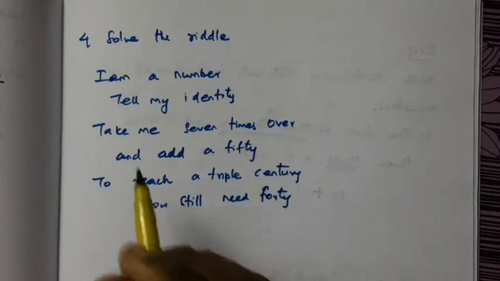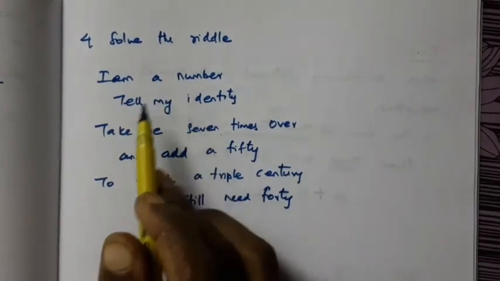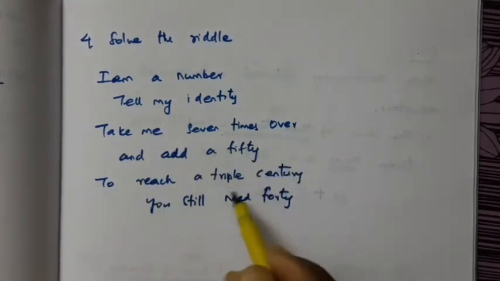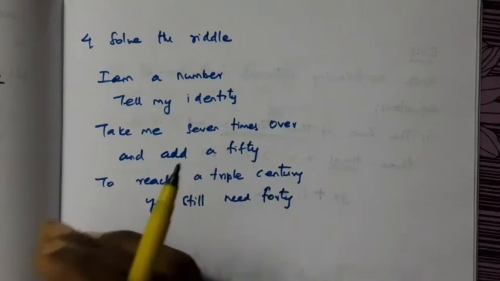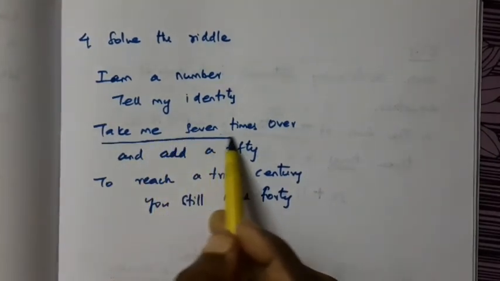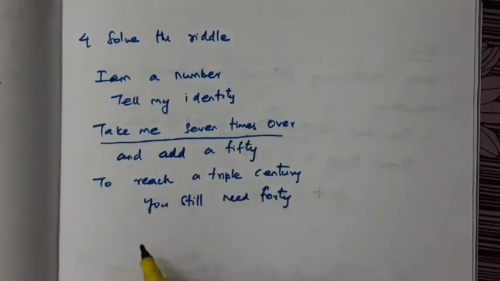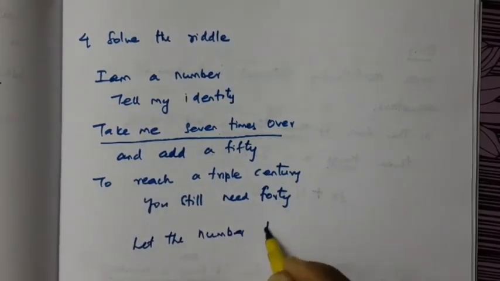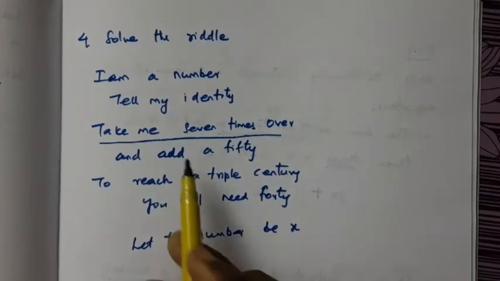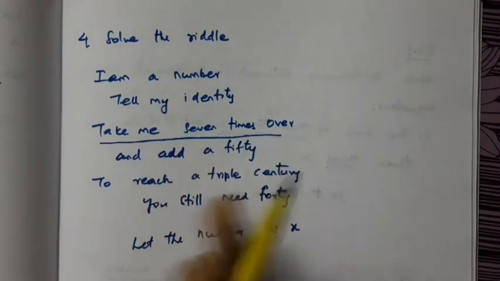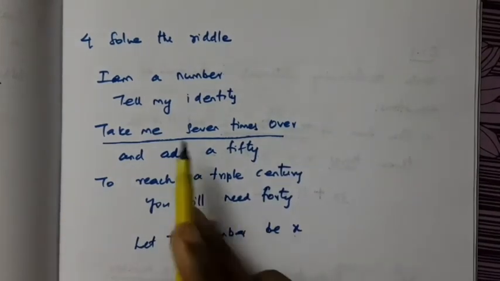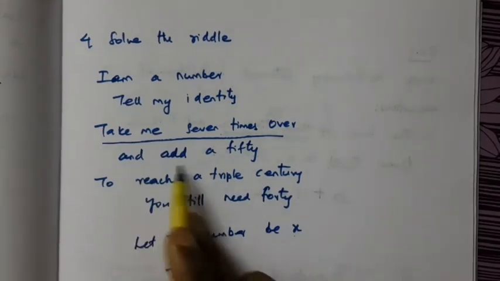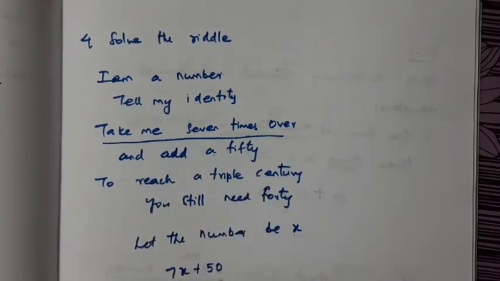This next problem is a riddle. I am a number, tell my identity. Take me 7 times over and add a 50. To reach a triple century you still need 40. Here, take me 7 times over means let the number be x. You have to take 7 times that number. If the number is x, 7 times that number is 7x. And add a 50. You have to add a 50.